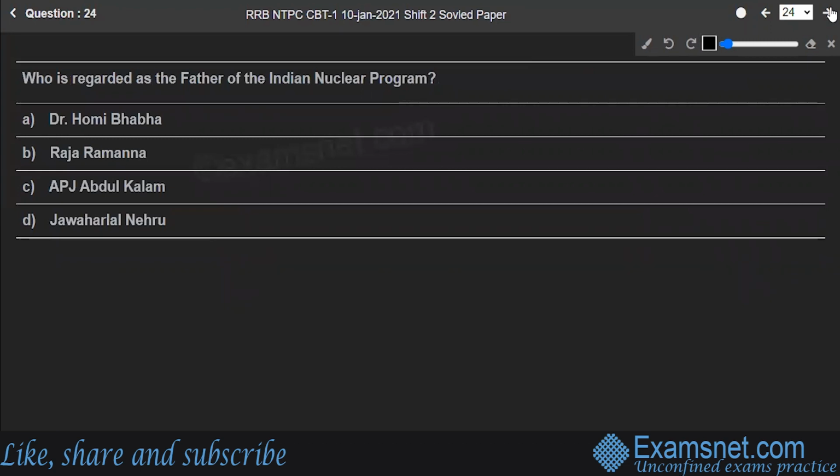Next is question number 24. Who is regarded as father of Indian nuclear program? Dr. Homi Bhabha, Raja Ramanna, APJ Abdul Kalam, or Jawaharlal Nehru? Well, credit goes to Dr. Homi Bhabha. His full name was Dr. Homi Jahangir Bhabha, also known as father of Indian nuclear program. Dr. Homi Jahangir Bhabha.